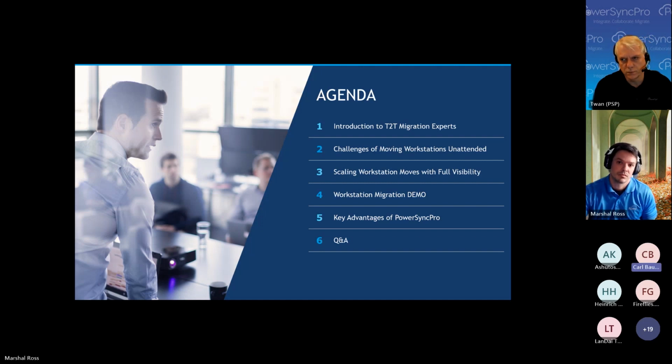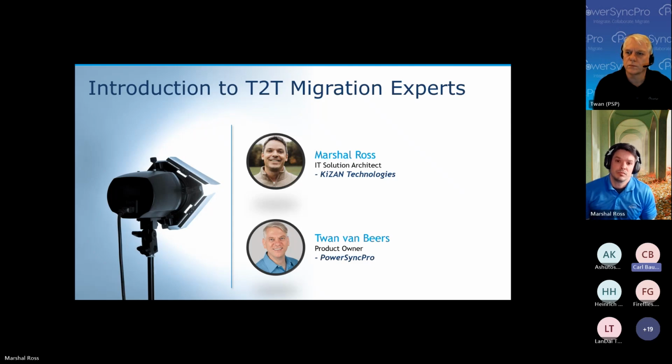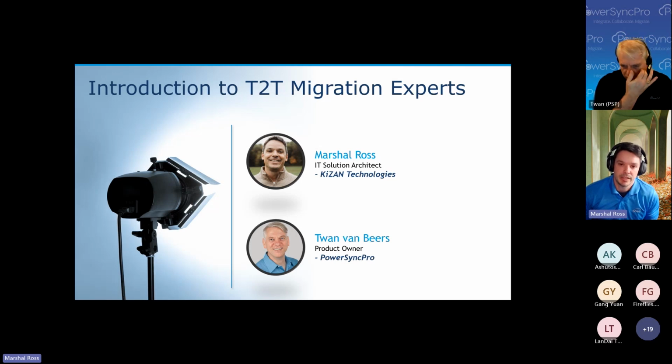So just to get things started, let's have both Marshall and Tuan introduce themselves. So Marshall Ross, why don't you just give a quick introduction of who you are and your past experience in the migration space. Yeah, so my name's Marshall Ross. I'm a solution architect lead here at Kaizen. I've been with Kaizen for over 10 years now. And the group that I'm responsible for at Kaizen mainly focuses on providing a holistic solution across multiple pillars of the Microsoft technology.